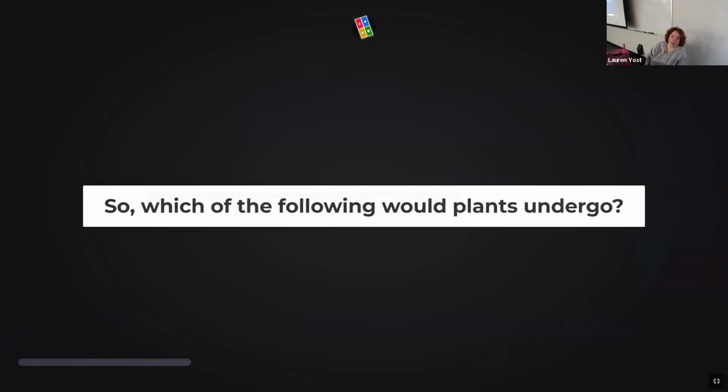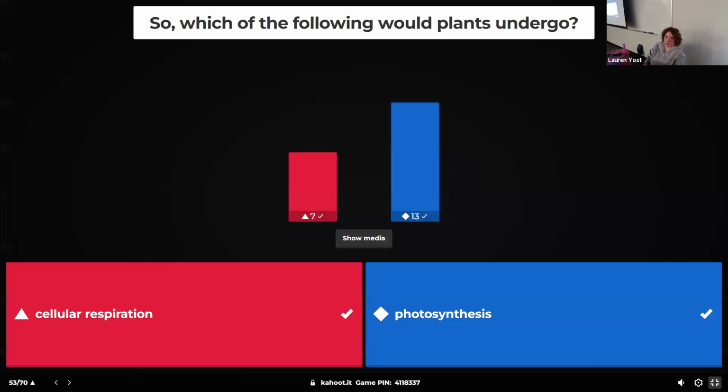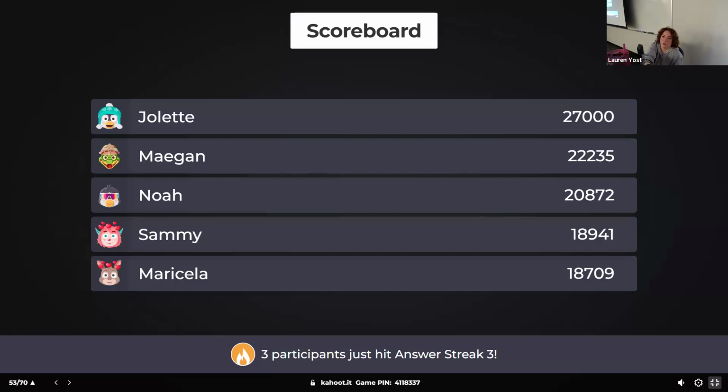Select all that apply. Don't you love these? So which of the following would plants undergo? Think of cellular respiration as a representation of aerobic respiration. So they will do both. Obviously, they do photosynthesis, but they also do aerobic respiration. They have mitochondria too. Mitochondria, the only function of them is aerobic respiration. Plants do both.